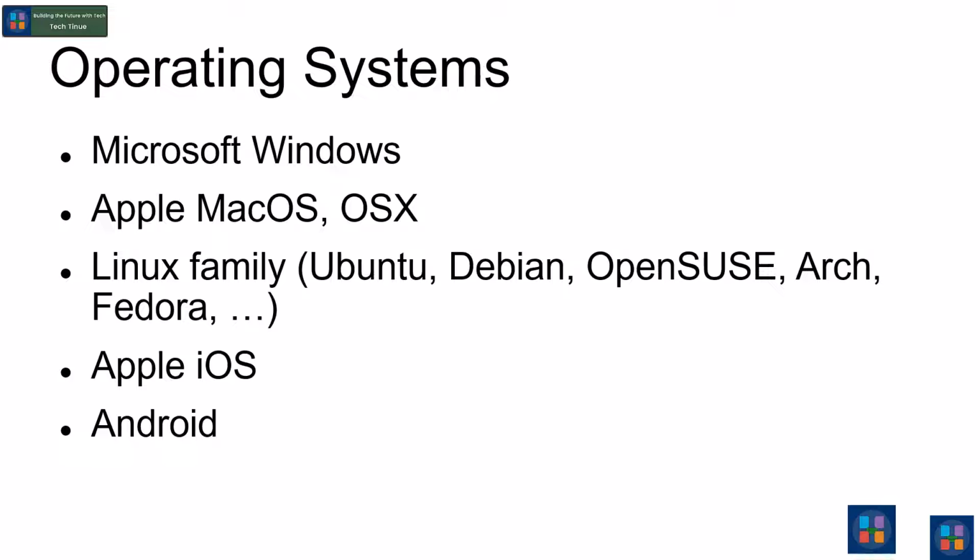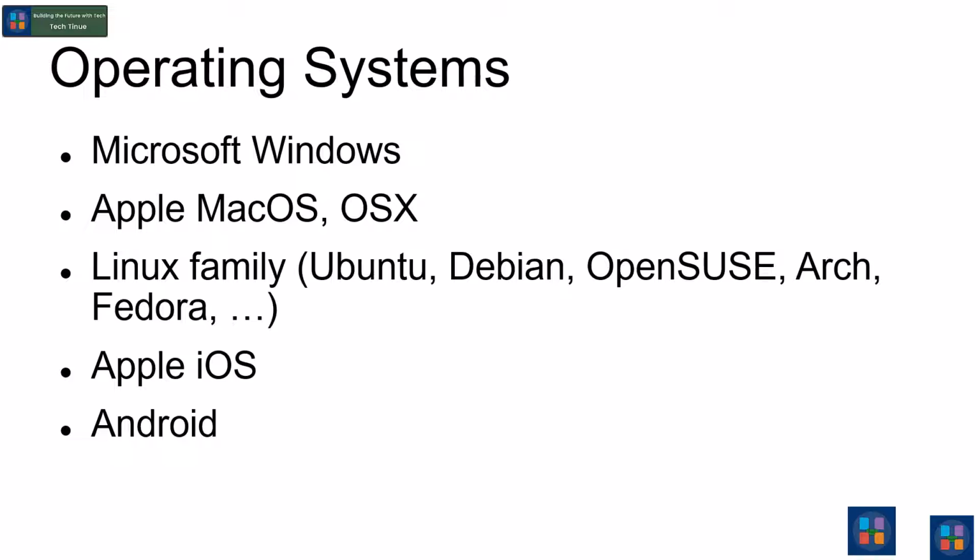Mac OS is the much newer operating system that Apple has made. OS X is the older operating system there. The Linux family of operating systems, there's a lot of those out there. There's Ubuntu, Debian, OpenSUSE, Arch, Fedora, and so on and so forth. There's so many Linuxes out there. Apple iOS is an operating system. Android is also an operating system.